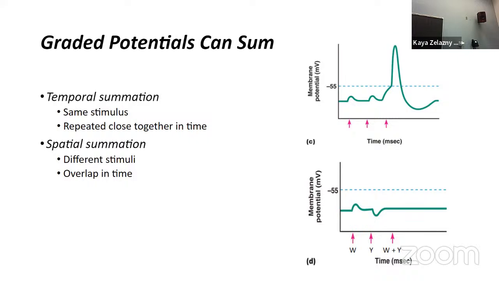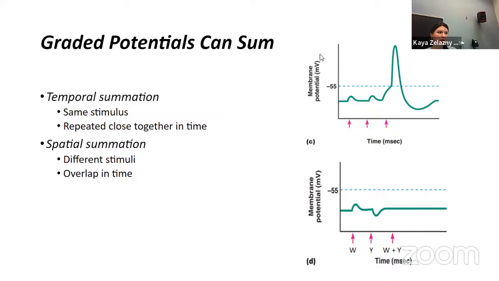or they're also going to add up if you have something poking your cell over and over and over again. So if you have a repetitive stimulus that happens close enough in time that the previous change to the membrane potential hasn't faded away yet, that is also going to add together these graded potentials so that we can potentially get up to our threshold.